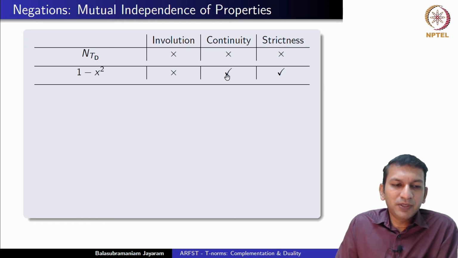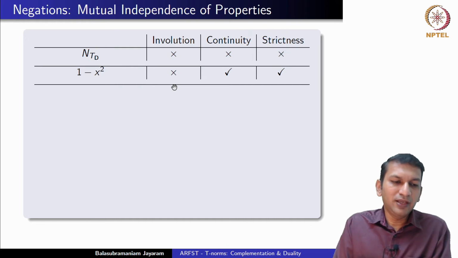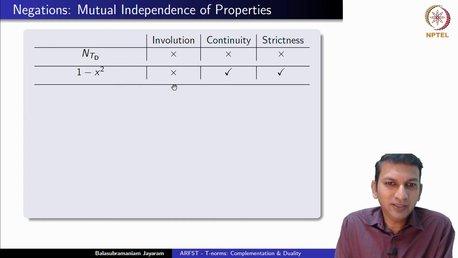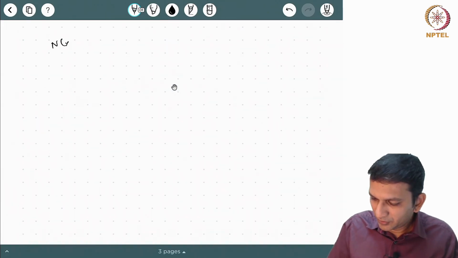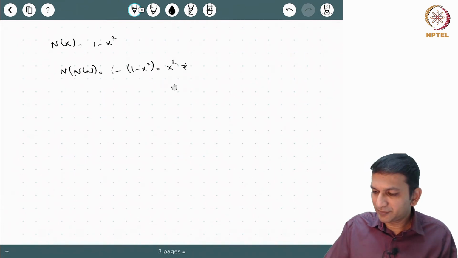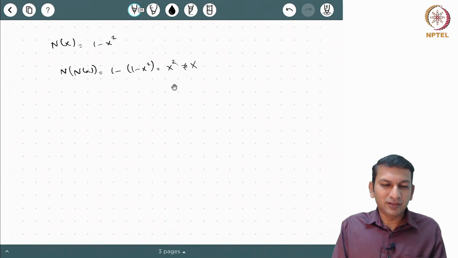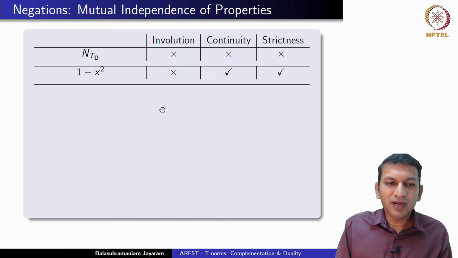If you look at this particular function, 1 minus x squared, it is not an involution. Clearly n of x is not x. This can be seen. N of x is 1 minus x squared, so applying it again you will see that this is actually x squared and not equal to x. So this is not involutive. Of course, it is continuous, and we see that it is strictly decreasing.